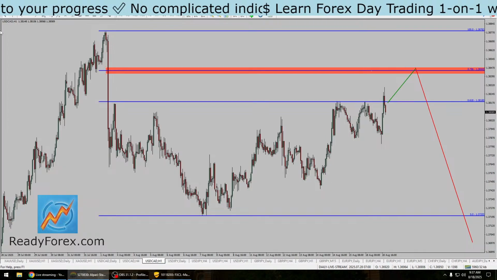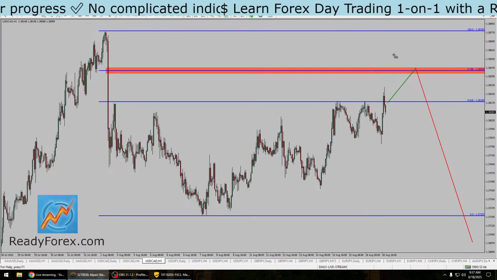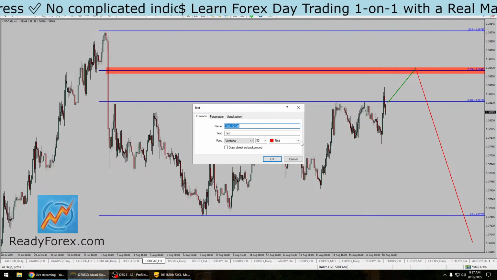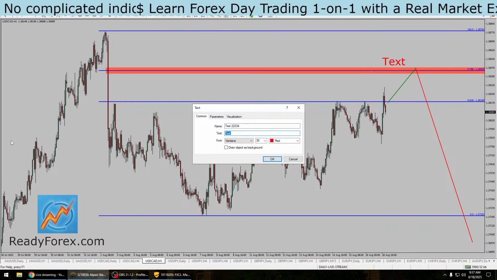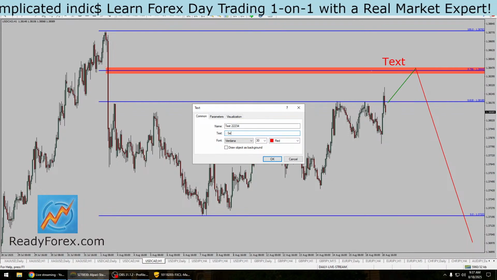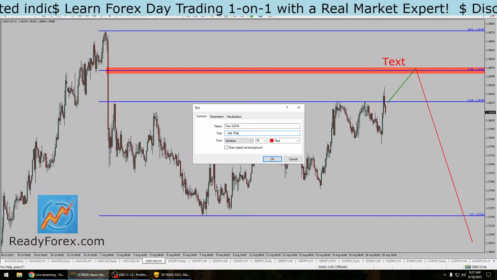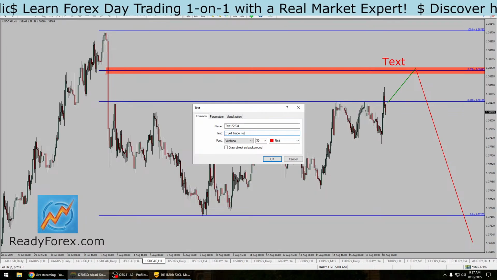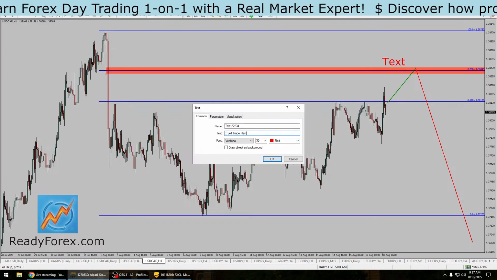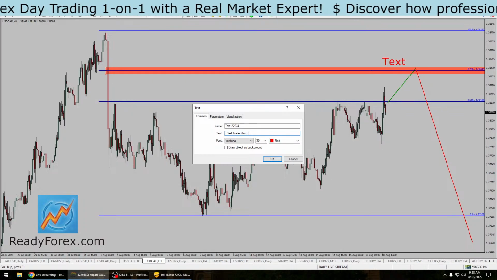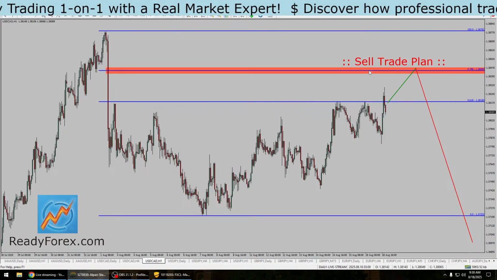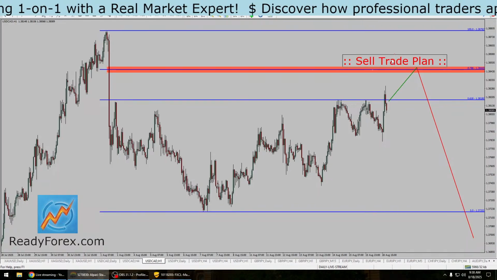So this is, let me write it down. Sell trade. So this is my sell trade plan inside US dollar versus Canadian dollar currency pair.